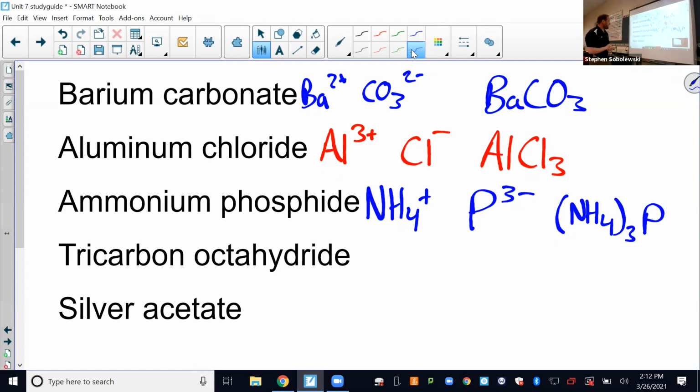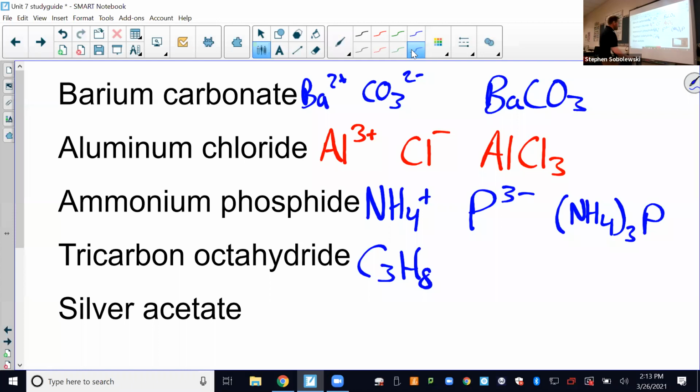Tricarbon octahydride. This is covalent, so I breathe a sigh of relief because the answer is right there in front of me. Tricarbon means C3. Octahydride means H8. Simple as that. This is an example of a hydrocarbon, where you'll see this as a combustion reaction. In fact, this one has a common name, propane.